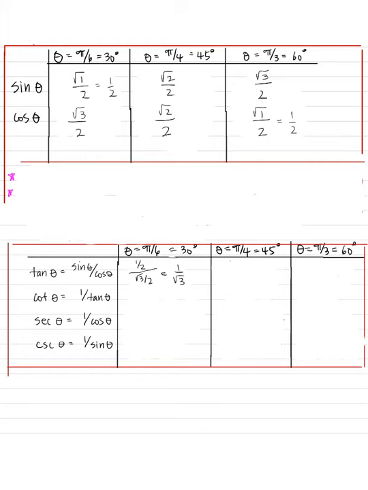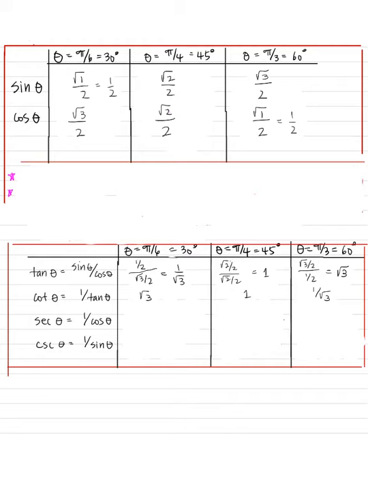Okay, now for tangent of pi over 4, that's again sine over cosine. So you're going to have what? Root 2 over 2 over root 2 over 2. So it's going to be 1. Now tangent of pi over 3 is just going to be root 3 over 2 over, what is that, 1/2. So this is just going to be square root of 3. Okay, so cotangent is 1 over tangent. So you just flip the values that we got from above. So here you're going to have square root of 3, 1, and 1 over square root of 3.